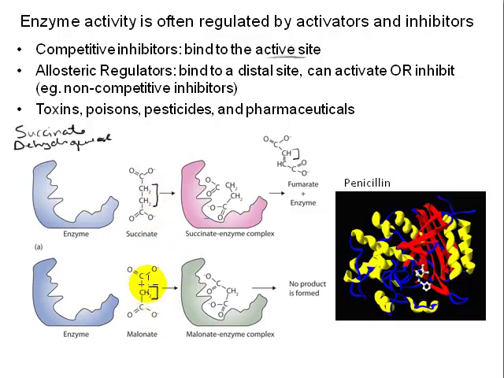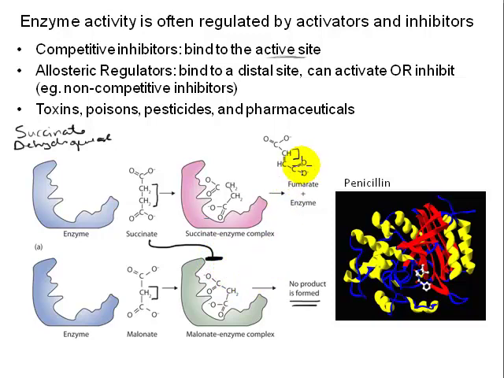Malate can bind in the active site of the enzyme through the interaction of its carboxyl groups with the enzyme active site, but because it lacks that second internal carbon, the elimination reaction can't be catalyzed, so no product is formed. But while malate is bound in the active site, succinate is prevented from entering, so no fumarate production takes place.